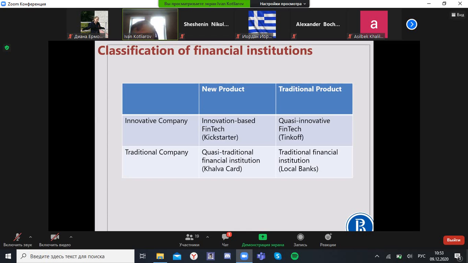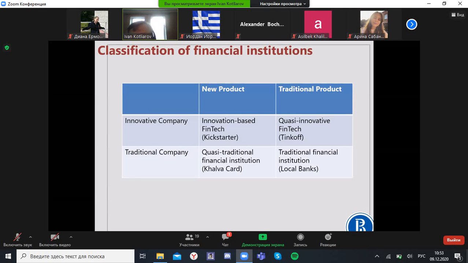That's all. A traditional company may offer a new product, ladies and gentlemen. In this case, it is not about technologies. It is not exactly about the development of company. It is about the development of products. It is a quasi-traditional financial institution. In this case, we have a new product offered by a traditional company. Guys, have you ever heard about Halva card, which is present here on the Russian market? Do you know how it is organized?